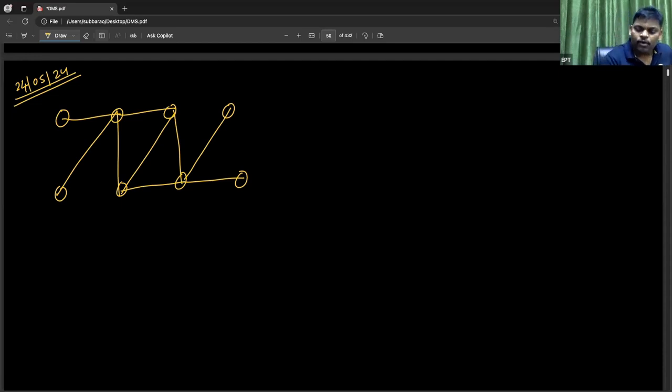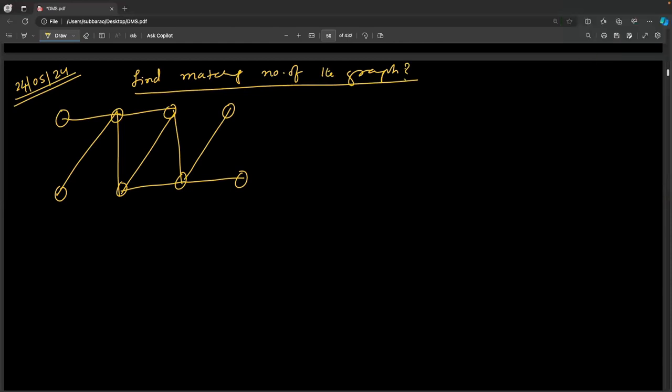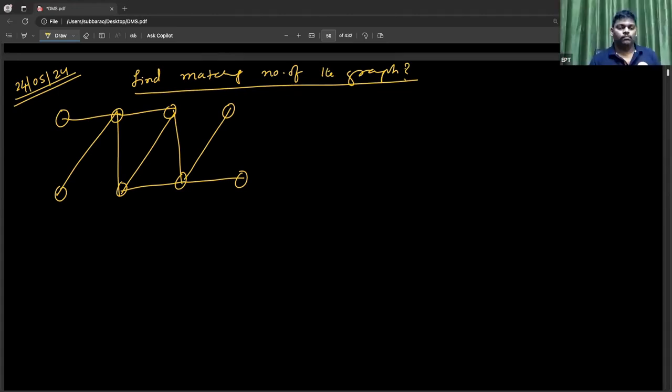Now this is the graph. What is the matching number of the graph? Find matching number of the graph. Try. Let's see how many people will give.